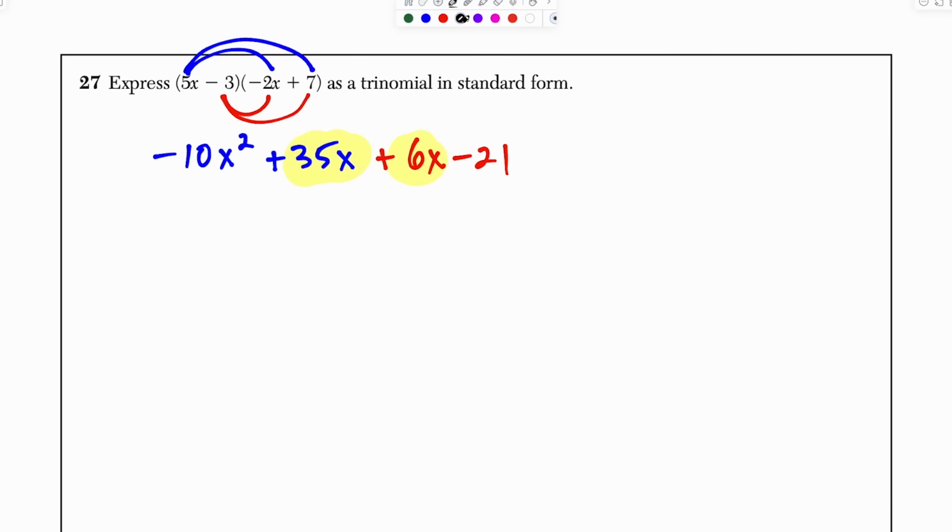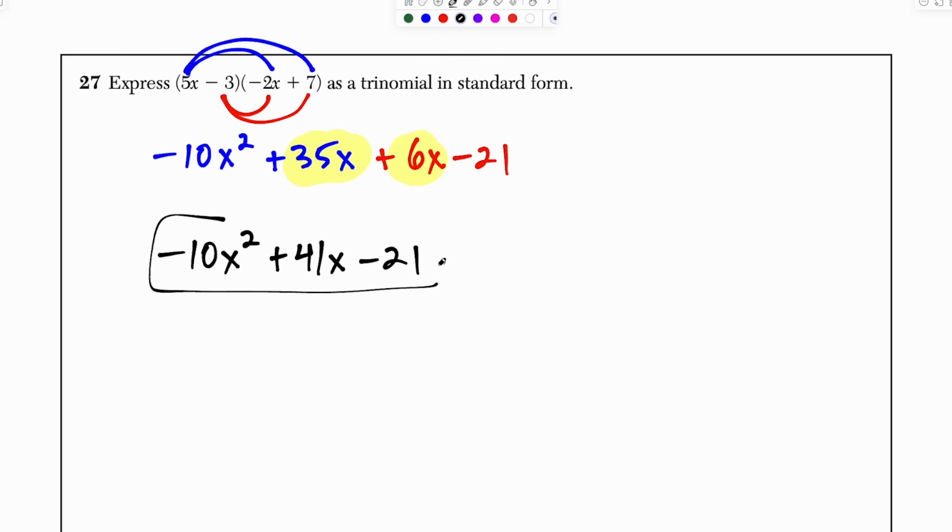That means we have to write this in simplified form, and we have to write the highest power of x to the left, and then go in descending power order. So we're going to go negative 10x squared, and then we have 35x plus 6x. We just do 35 plus 6 is 41, so we get plus 41x, and then we get minus 21 at the end. So here is our trinomial in standard form.